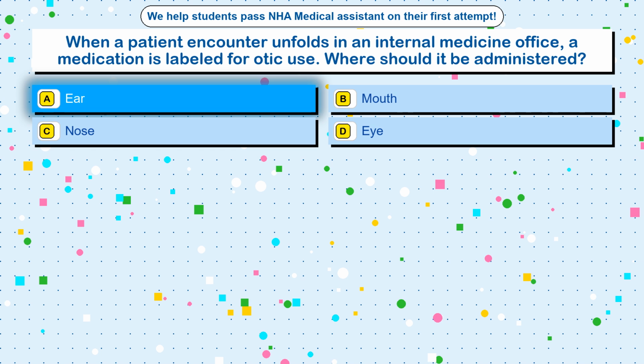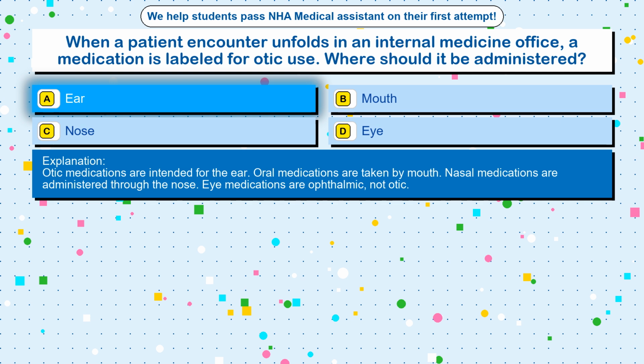Ear. Otic medications are intended for the ear. Oral medications are taken by mouth. Nasal medications are administered through the nose. Eye medications are ophthalmic, not otic.